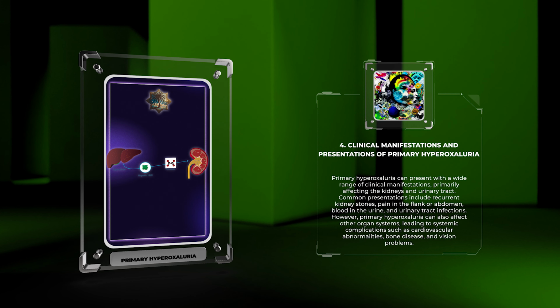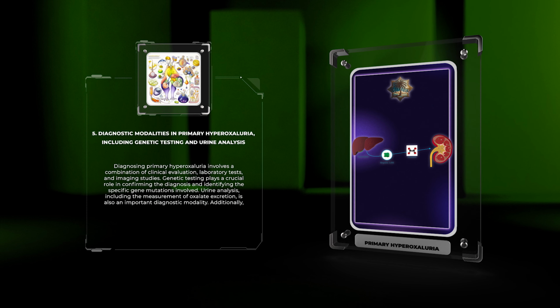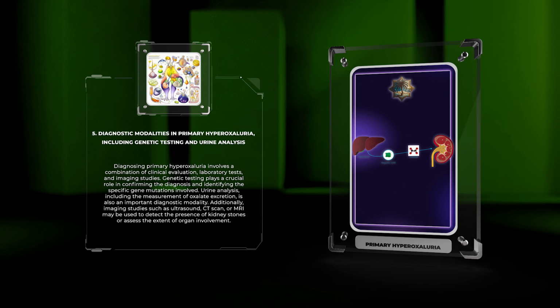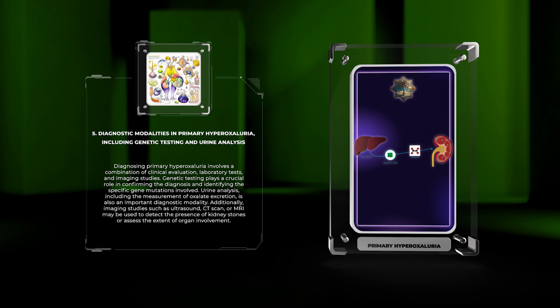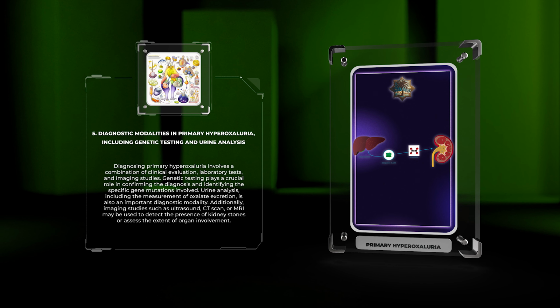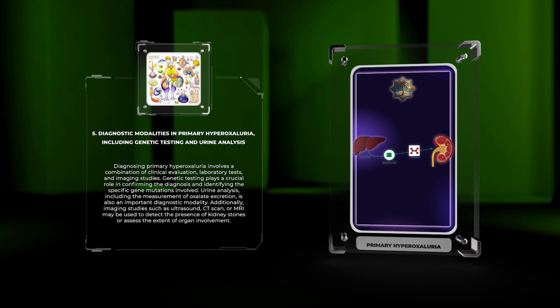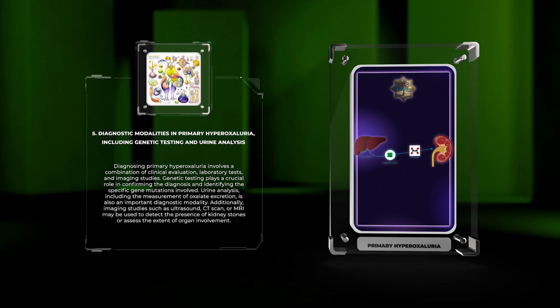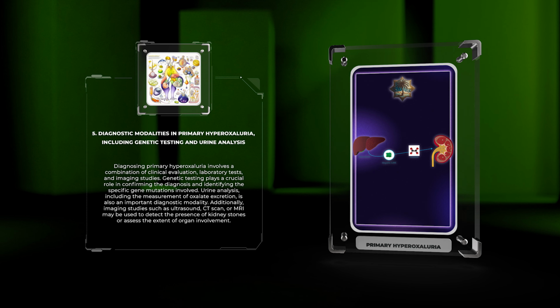Diagnosing primary hyperoxaluria involves a combination of clinical evaluation, laboratory tests, and imaging studies. Genetic testing plays a crucial role in confirming the diagnosis and identifying the specific gene mutations involved. Urine analysis, including the measurement of oxalate excretion, is also an important diagnostic modality. Additionally, imaging studies such as ultrasound, CT scan, or MRI may be used to detect the presence of kidney stones or assess the extent of organ involvement.